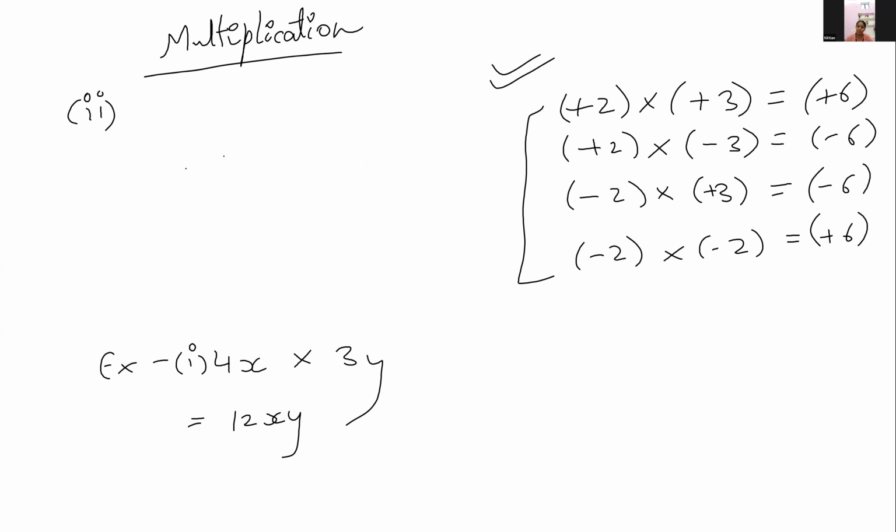Now I have to multiply 25p with minus 1 by 5p. Yes, minus 1 by 5p. Okay. So what will I do? First, I will multiply the numbers. What are my numbers? 25 and minus 1 by 5. Okay. And I'm having two p's.